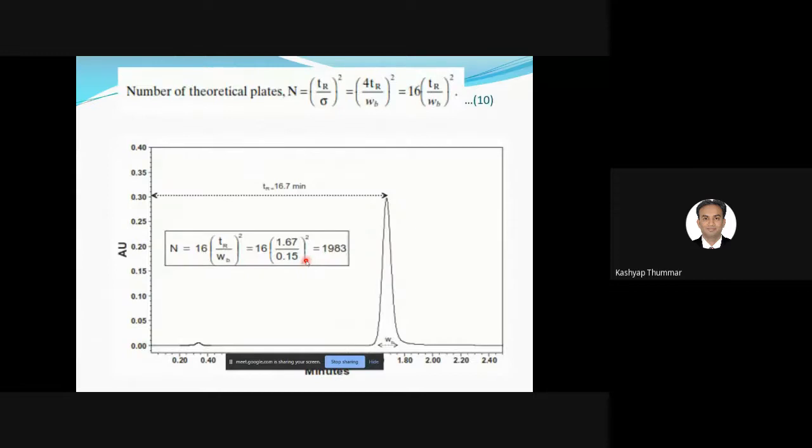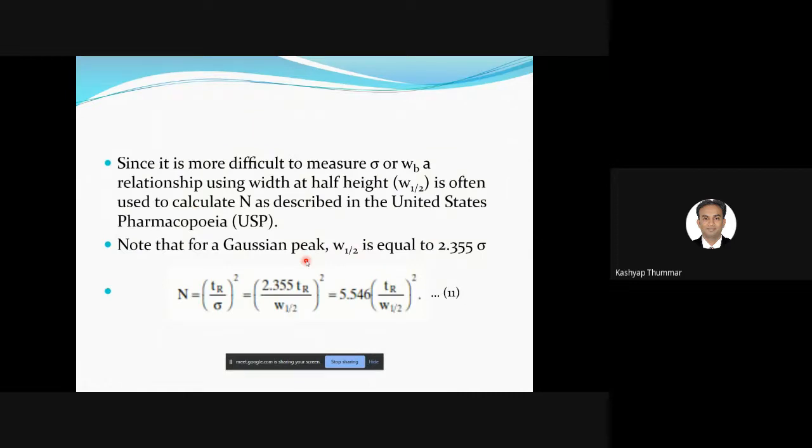So this is the example where we have considered the WB, meaning the plate number according to the WB, which is not as per the USP but as per the other regulatory authorities. While in the case of USP, since it is more difficult to measure sigma or standard deviation or WB, a relationship using the width at half height is often used to calculate N, as described in the US Pharmacopoeia. So in the US Pharmacopoeia, it is said that the plate number should be derived from the peak width at half height.